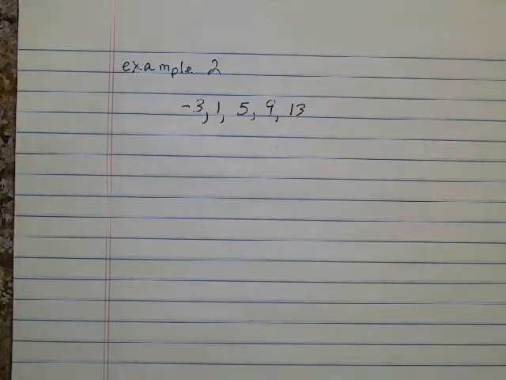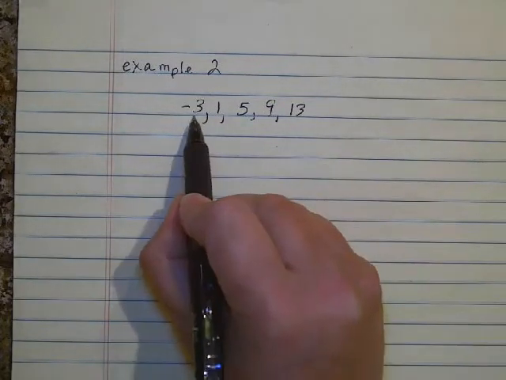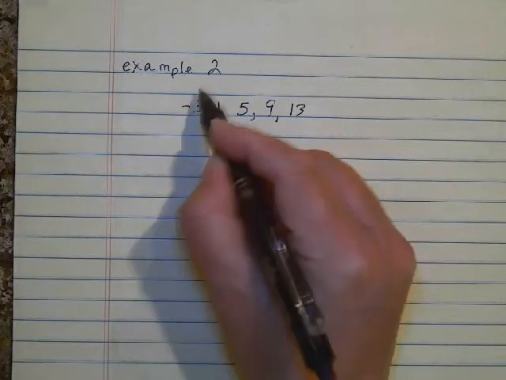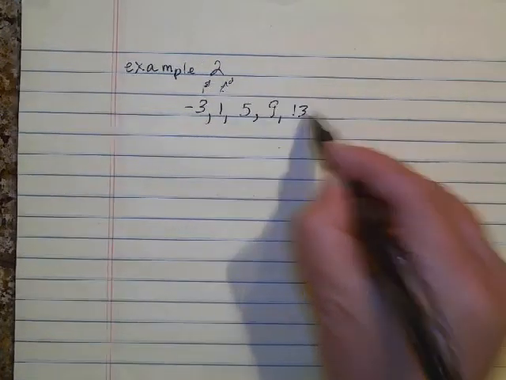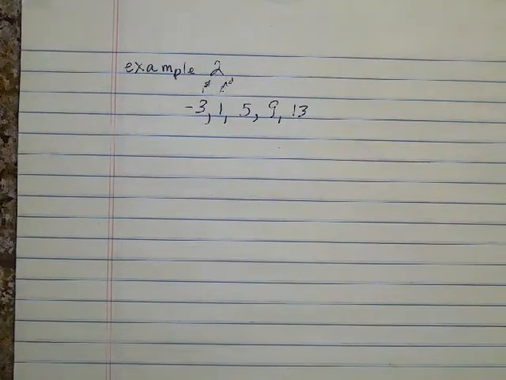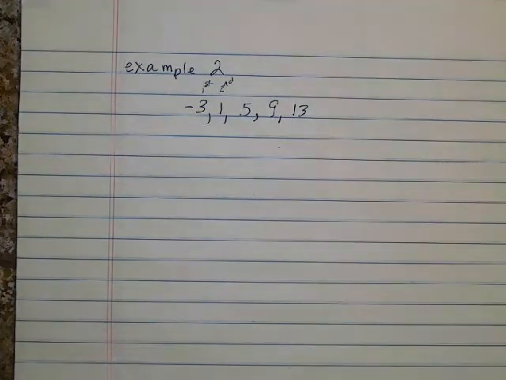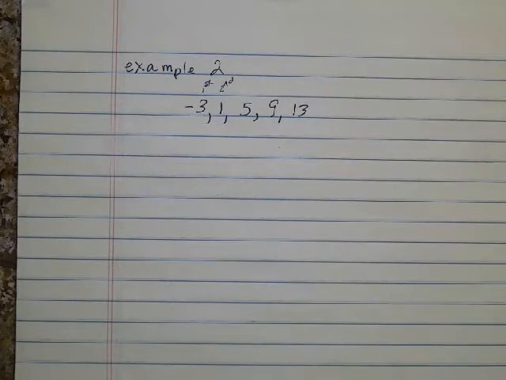Let's look at example 2. I have another sequence here, and if you'll notice, I have first term -3, second term 1. So I'm just going to label this here, second term 1, third term, and so on. I want to find the rule so I could find whatever term I want.